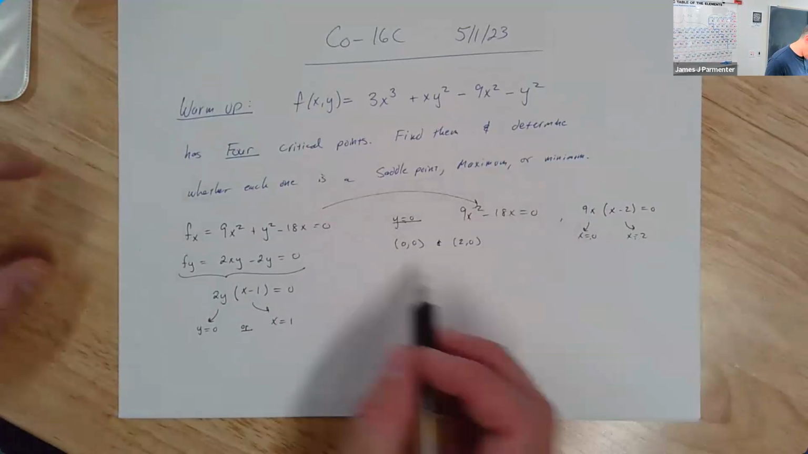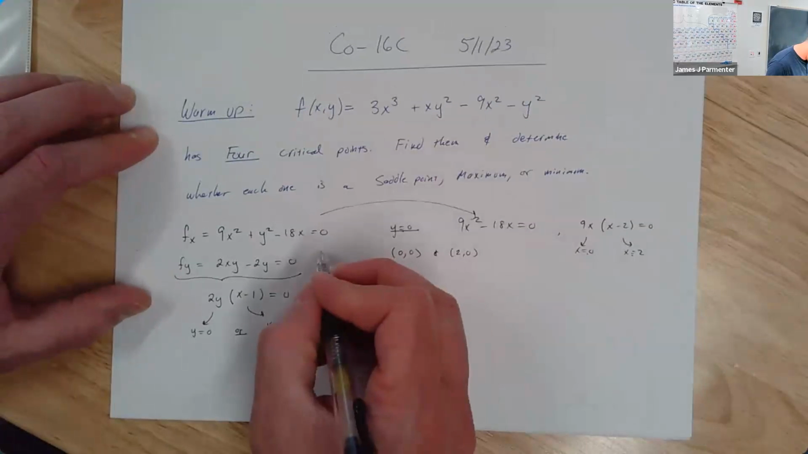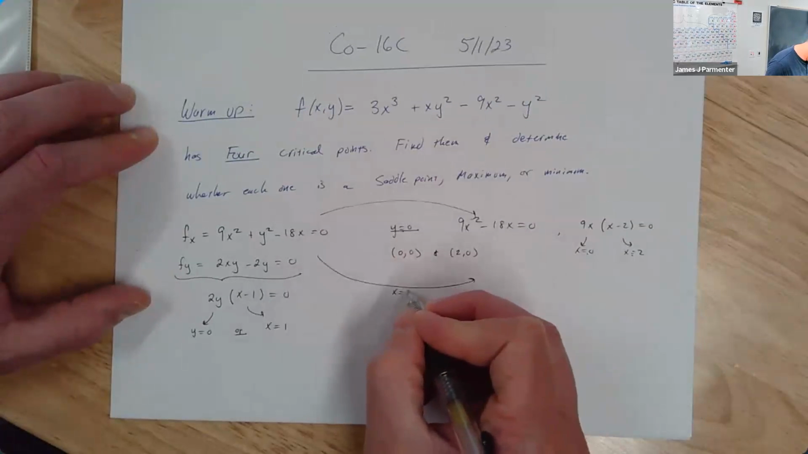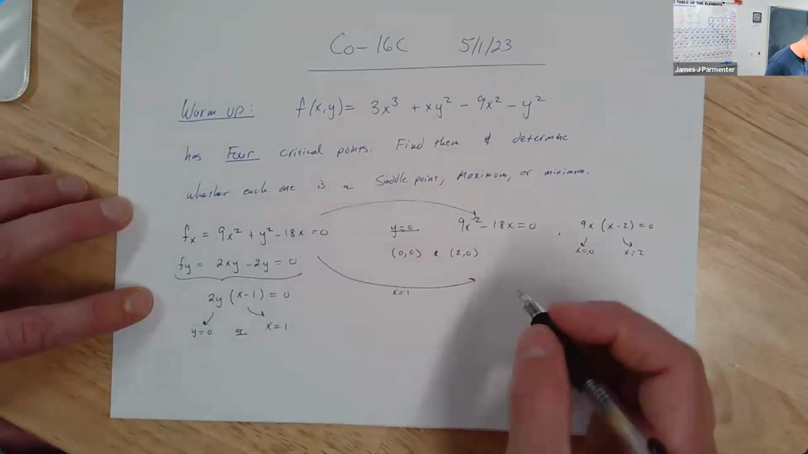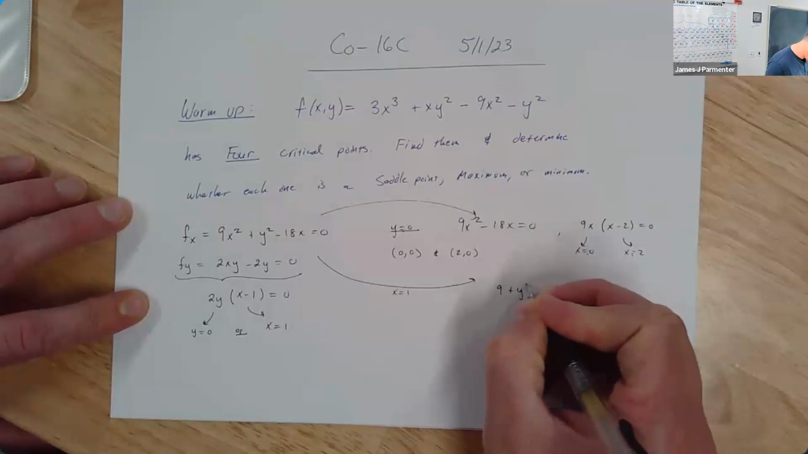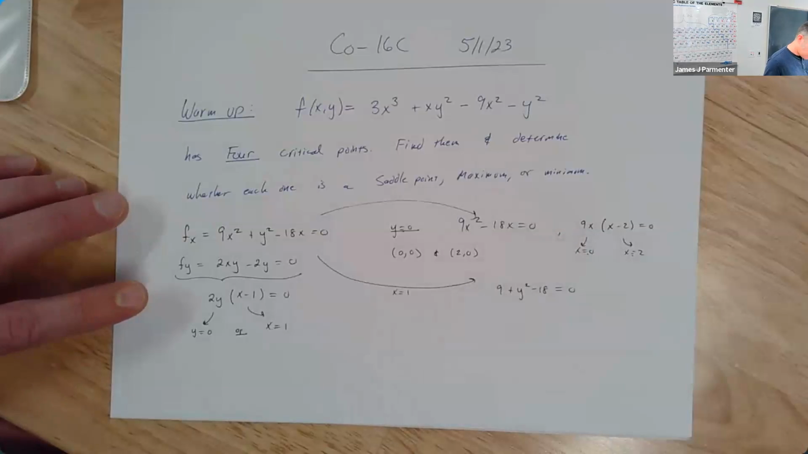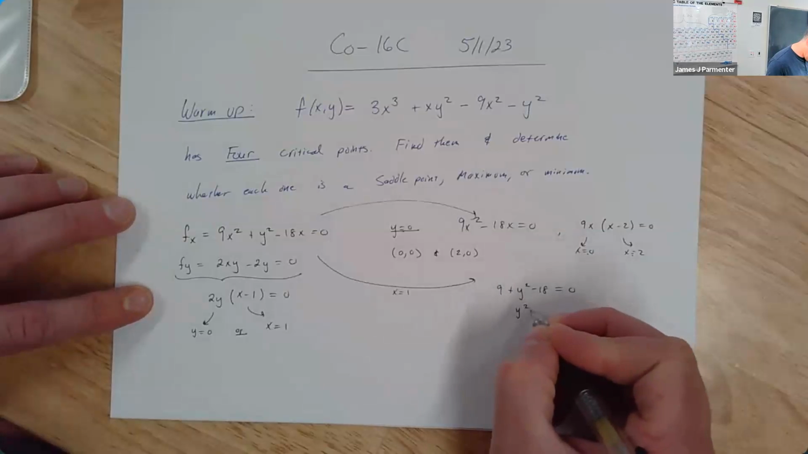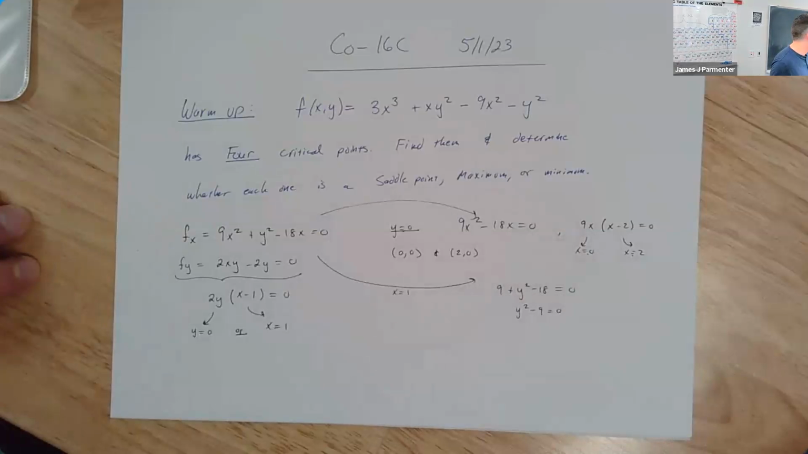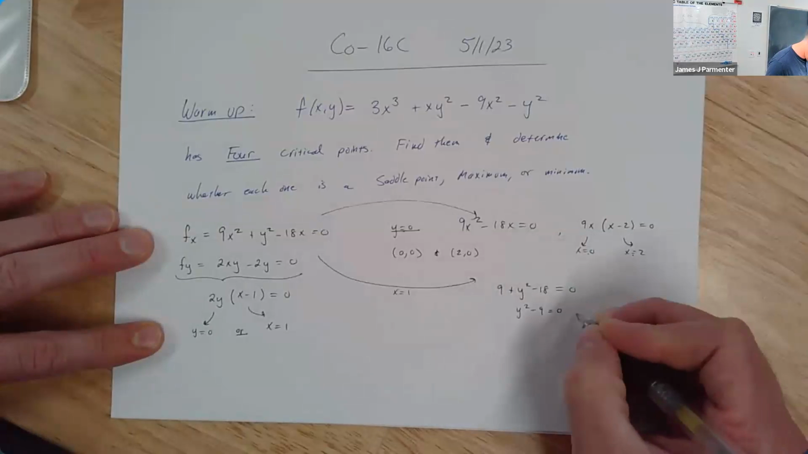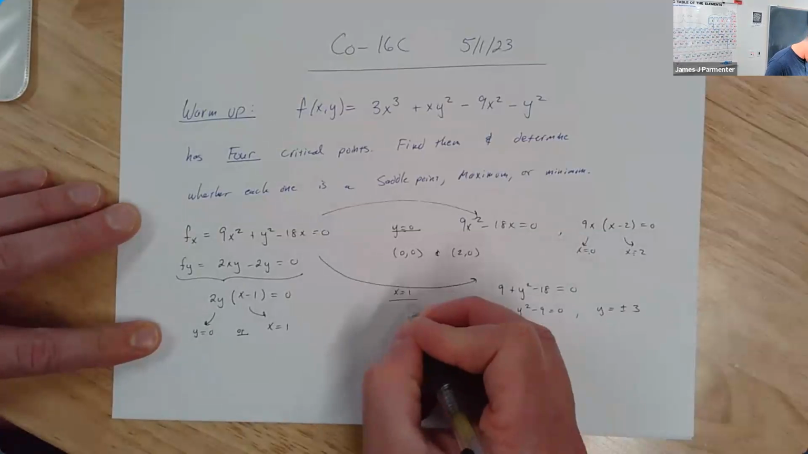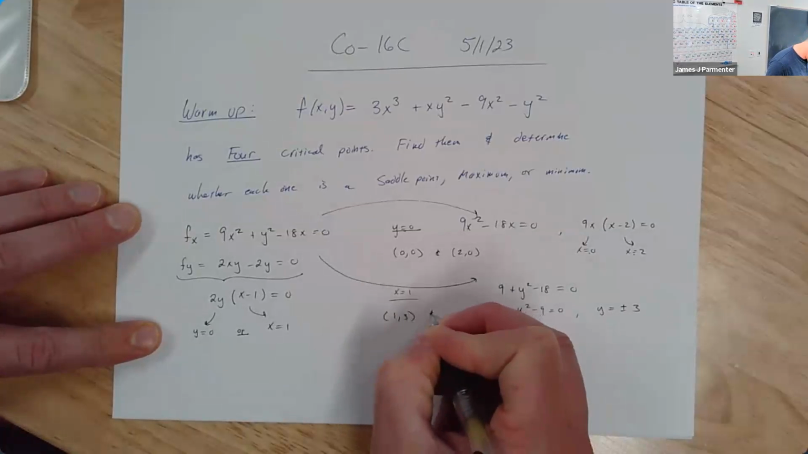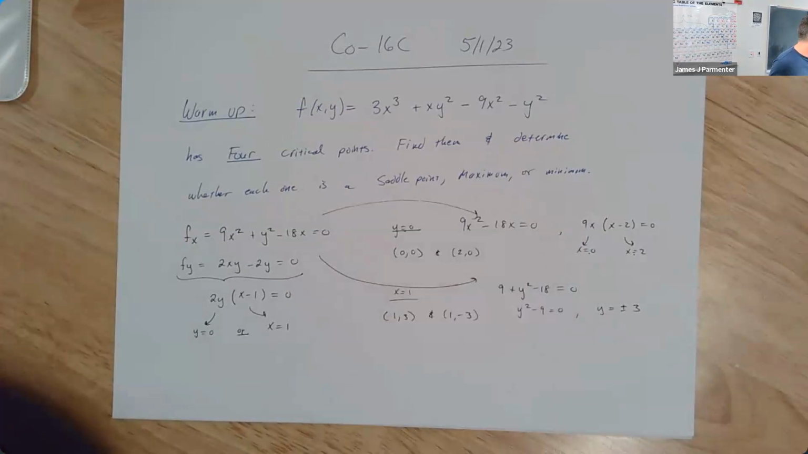But then I also get to use where x is equal to 1. So this is the y equals 0 case. Now I'm going to let x equal 1. So plug in 1 for x, I get 9 plus y squared minus 18 equal to 0. That's going to be y squared minus 9 equal to 0, which means y is going to be plus or minus 3. So I get two more critical points: 1 comma 3 and 1 comma negative 3. So great, we found all four critical points.